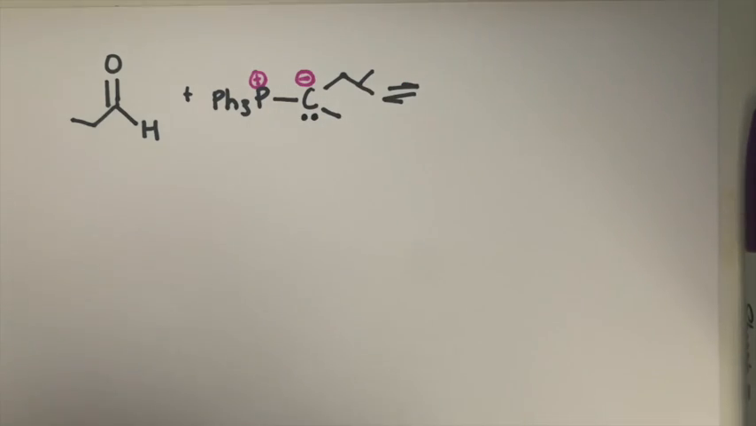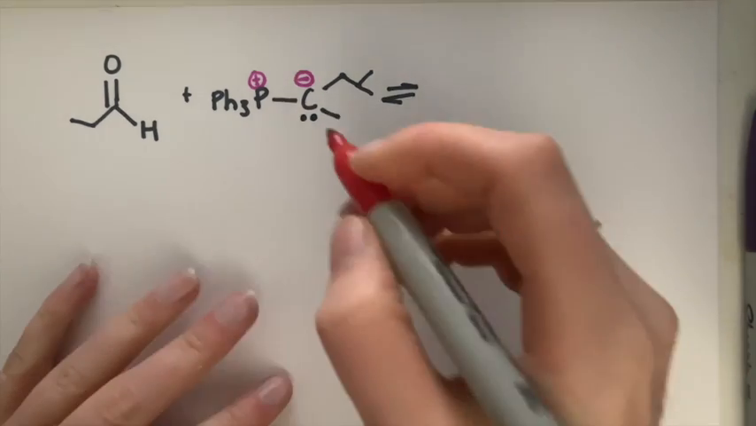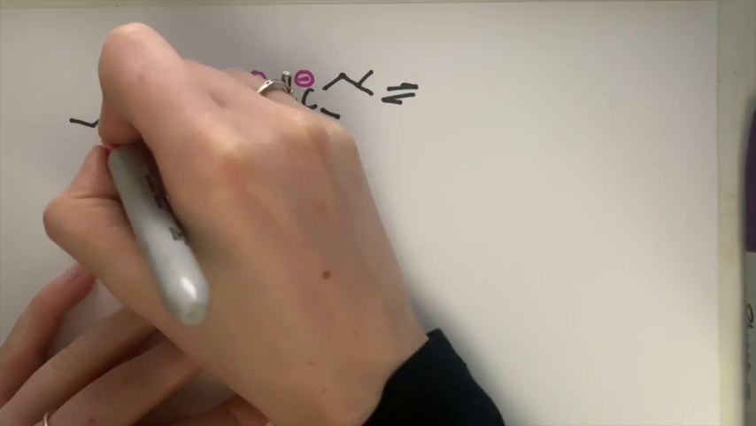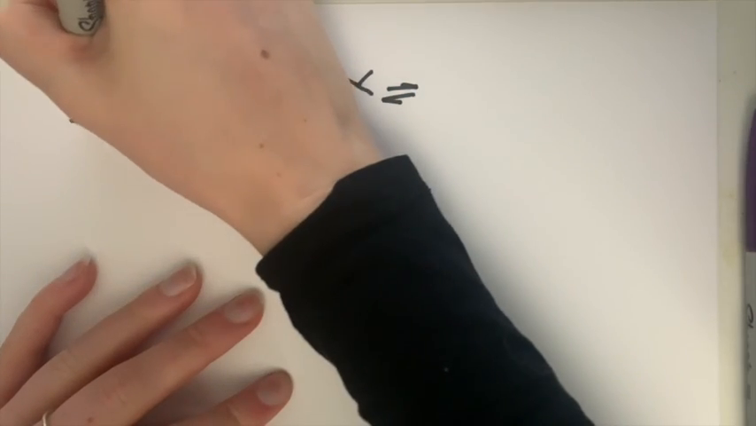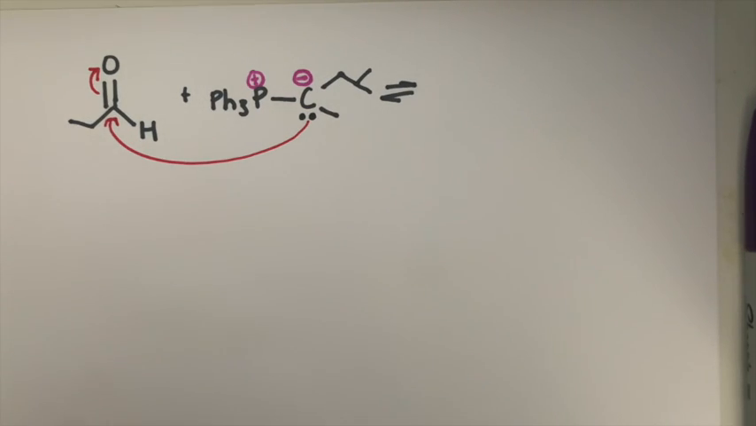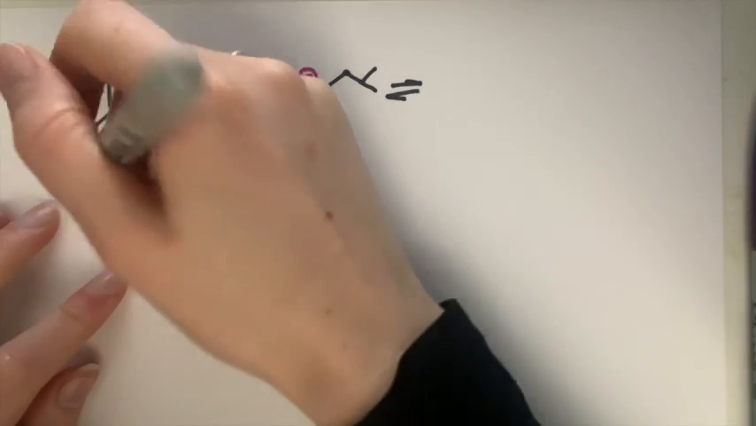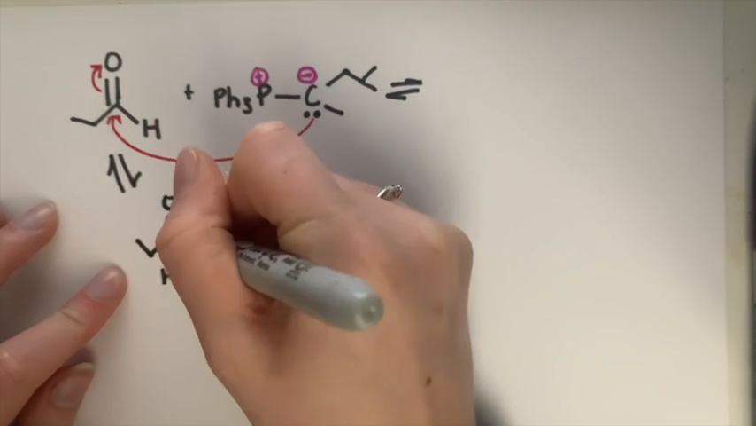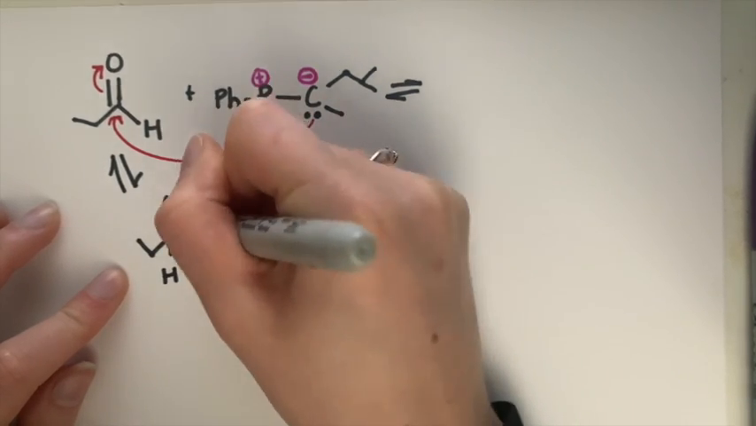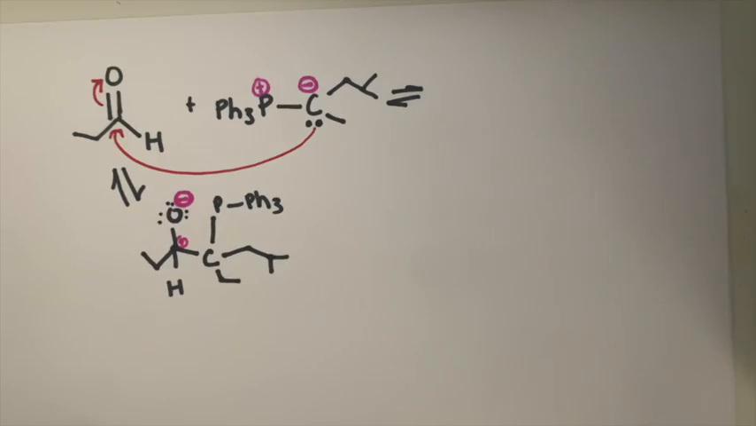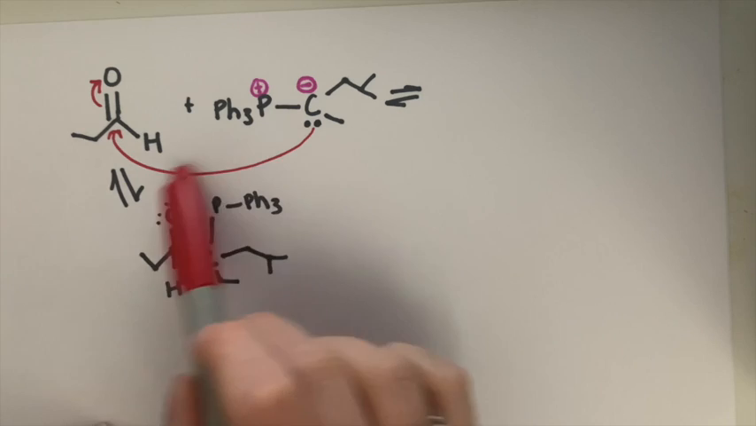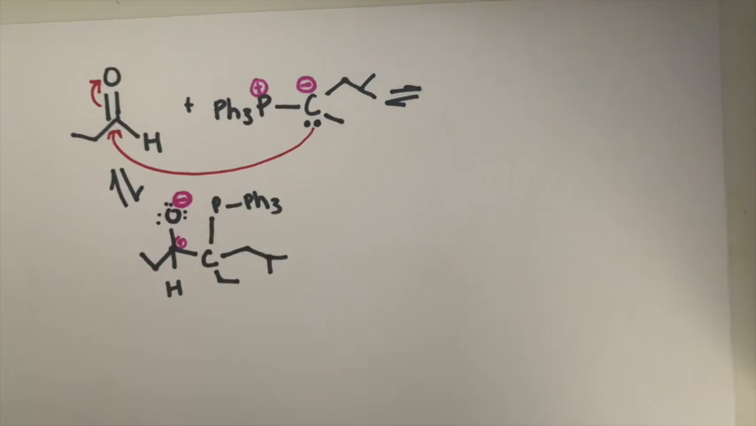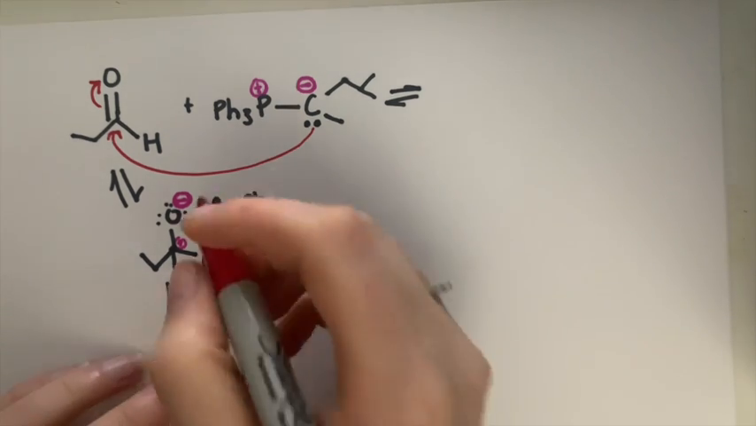To start the mechanism, the electrons on the negatively charged carbon will attack the electron deficient carbon. This carbon is electron deficient because of the resonance structure the aldehyde can form. So this is what we get. Now we have an intermediate form. The electrons on the oxygen can attack the positively charged phosphorus, creating a box structure.